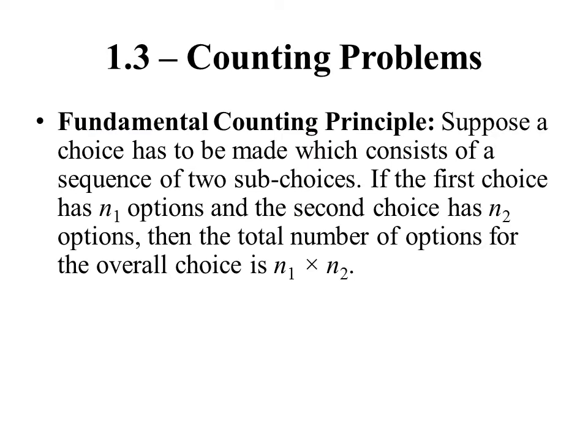And so this is all based on what we call the fundamental counting principle. And that says, suppose we have a choice to be made which consists of a sequence of two sub-choices. So we have to do one choice and then a second choice. If the first choice has n1 options and the second choice has n2 options, then the total number of options for the overall choice is n1 times n2. So all you have to do is multiply the numbers of sub-choices, and that gives you the total number of ways to make the overall choice. And of course, this could be extended to more than two sub-choices. It's just stated here with two sub-choices for convenience.